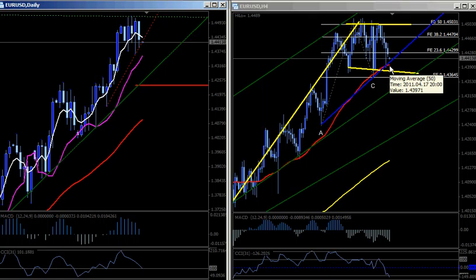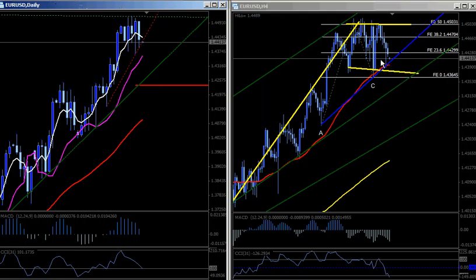So I'm thinking that it's very possible, because we have bullish hidden divergence on this 4-hour chart, it's possible that we won't come down too much further before we go back up. But I'm going to be watching the areas.